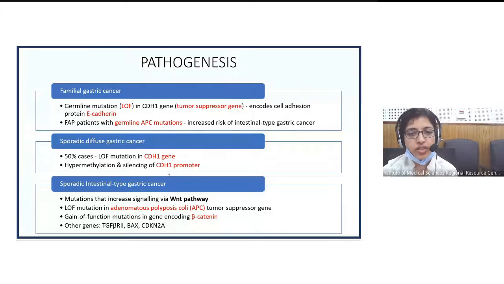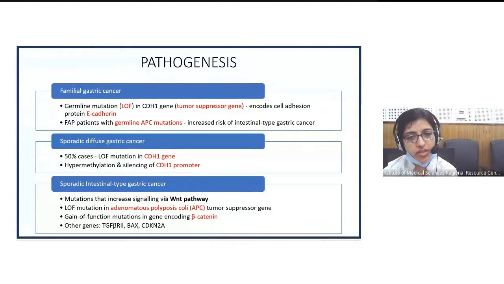Now, in sporadic gastric cancers of the diffuse type, in 50% of the cases we see mutations in the CDH1 gene, similar to that seen in the familial setting. And in the remaining cases also, there is loss of function of this gene, not by mutation, but because the gene is silenced. How? By hypermethylation of the promoter region. So the gene is present, but the expression of the gene is inhibited. And so the end result is loss of E-cadherin, loss of cell adhesion, and single cell infiltration of the cells.